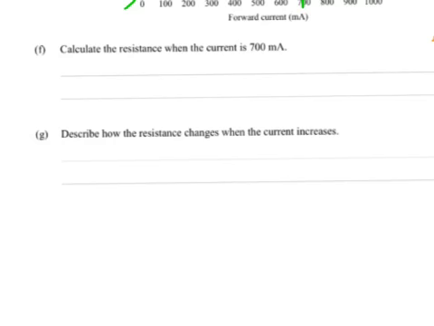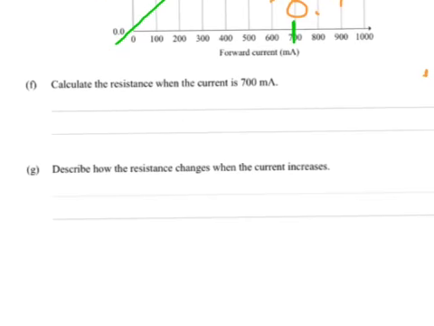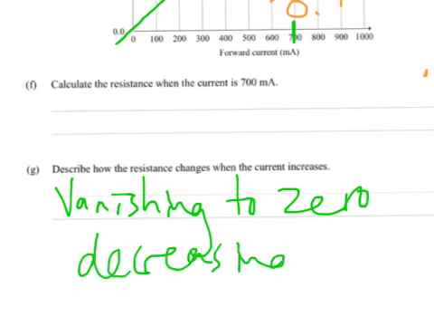Describe how the resistance changes when the current increases. Okay, let's go back up to the graph. As the current is increasing, you can see it starts here, and then it moves to here, and then it moves to the line we just drew, and then it gradually evens out. So the resistance being the gradient, that is the rise over the run or the slope, means it is vanishing to zero. To zero resistance. So it's decreasing. Okay, that's a description: it's decreasing as the current increases. There we go.